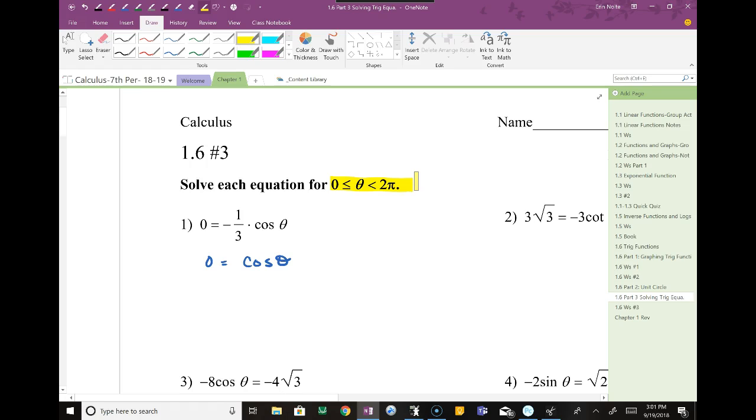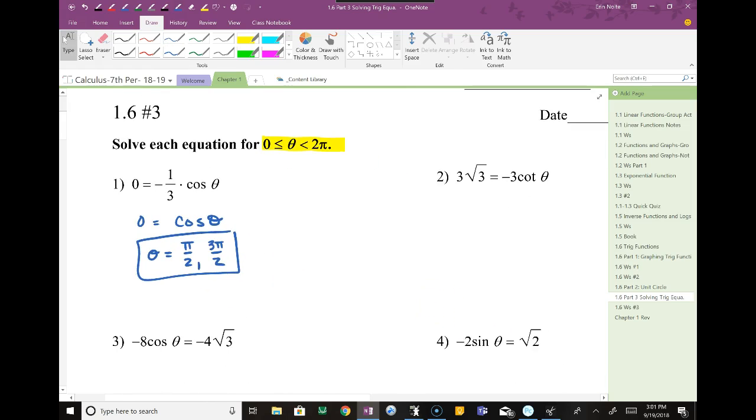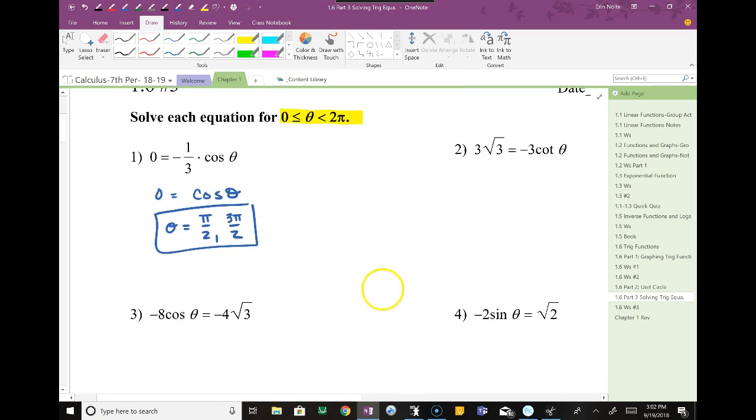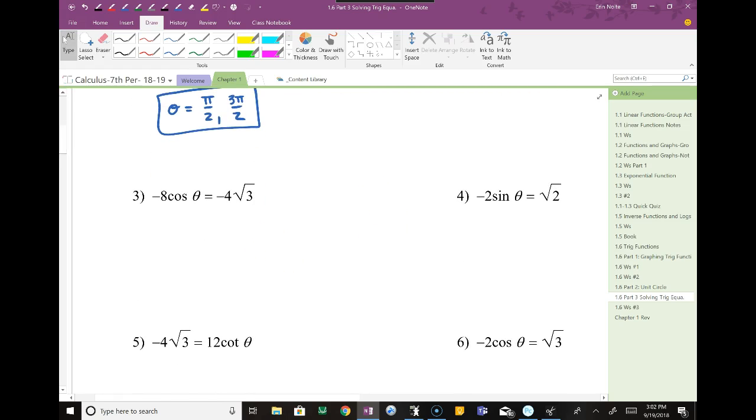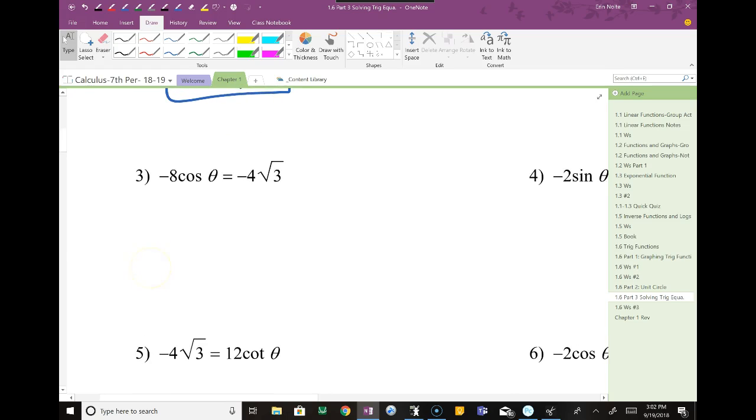What is that telling me? We need it in radians. So instead of 90 degrees, we're going to call that pi over 2. And 270 is the same as 3 pi over 2. So 2 solutions to that one equation. Okay, let's try another one. I'm actually going to skip down to, let's try number 3 first, and then I'll go back to number 2.